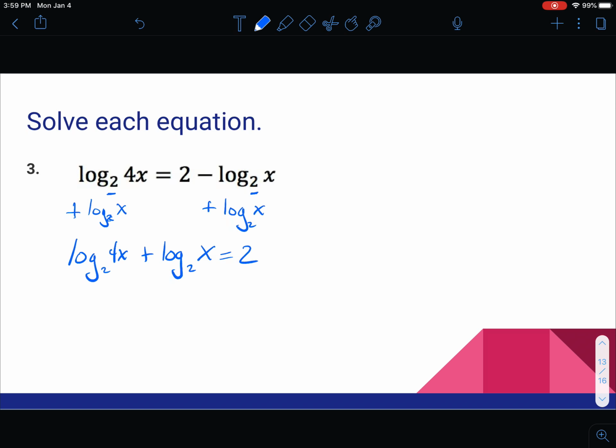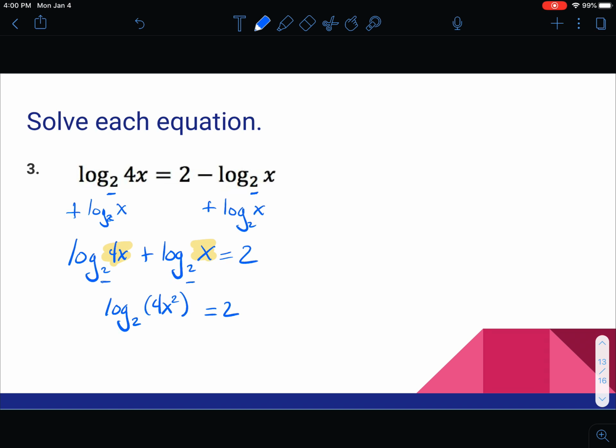and that is equal to 2. Now we just learned some new properties, and one of those properties says that if I have a sum of logarithms with the same base of 2, I can actually write this as their product and write it as a single logarithm. So log base 2 of 4x squared equals 2.